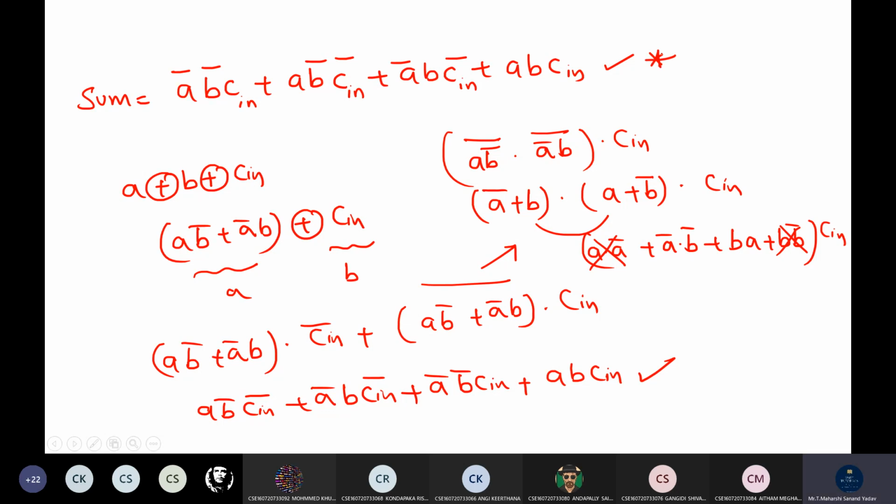Sum and carry. So based upon this one, try to draw the logic diagram. Now your question is how to implement this one by using half adders. So full adder implementation by using two half adders and one OR gate. So you know the diagram of half adder. How many gates will be there for half adder? XOR gate and AND gate.